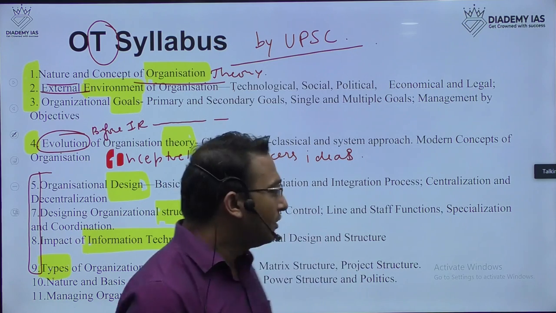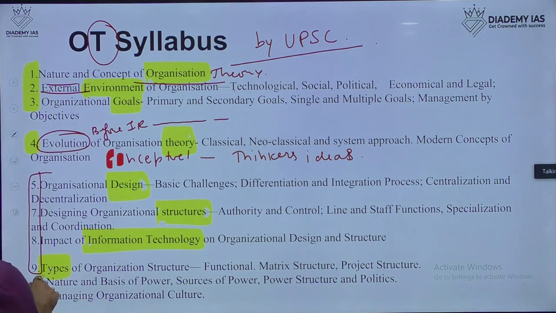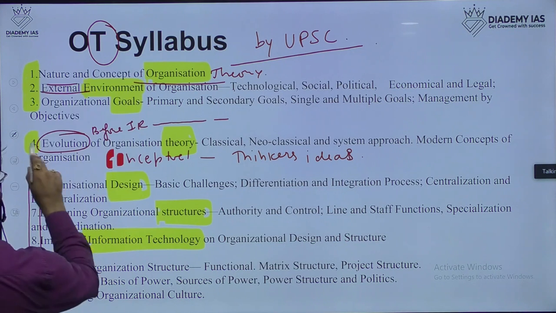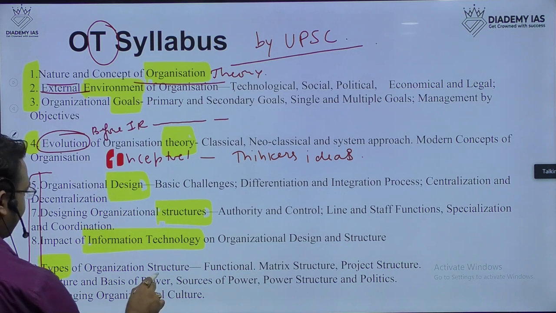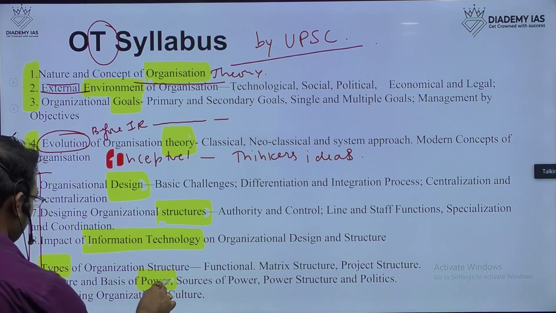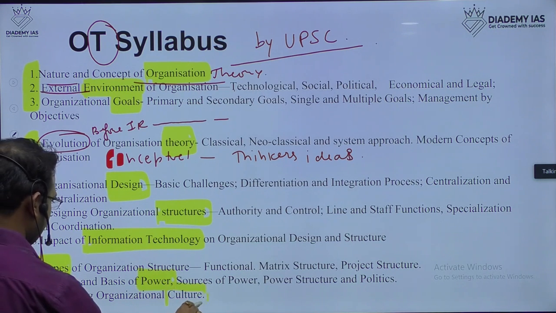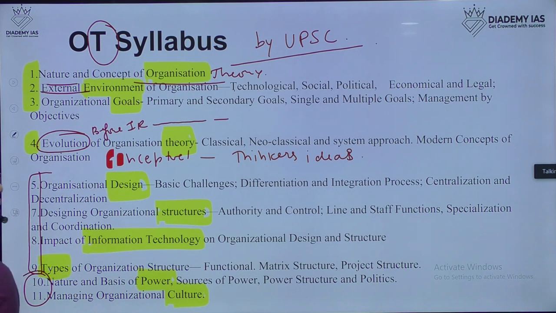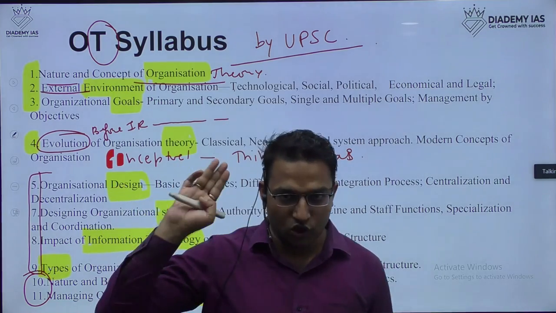The last cluster is the nature and basis of power. So here, the very important aspect, that is power, comes into the picture. And last is culture. So we can classify these two chapters into one cluster. So there are a total of four clusters of the organization theory.